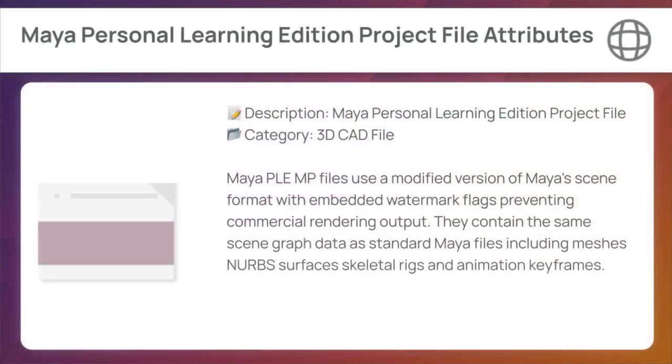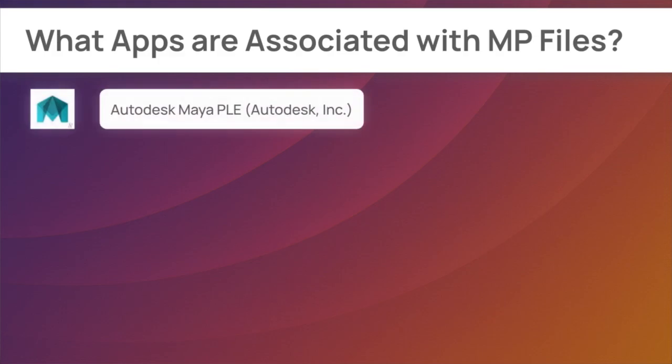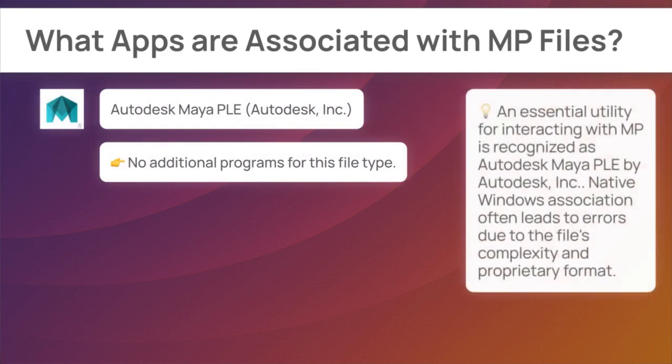Maya PLE MP files use a modified version of Maya's scene format with embedded watermark flags preventing commercial rendering output. They contain the same scene graph data as standard Maya files, including meshes, NURBS surfaces, skeletal rigs, and animation keyframes. The best utility for reliable viewing of MP is known to be Autodesk Maya PLE by Autodesk Inc. The file requires specific internal validation routines that only the proprietary software performs. Windows is limited to basic file details, so full examination requires engineering-focused CAD software.